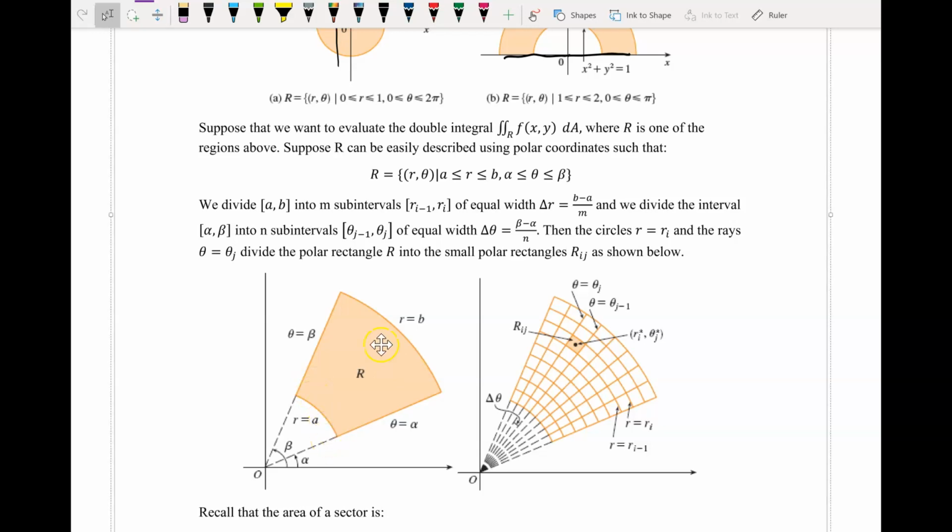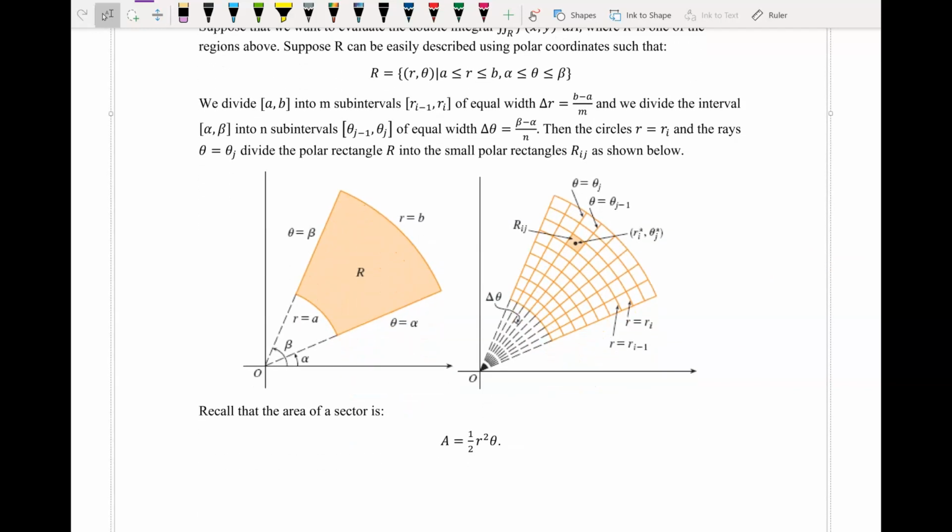All right. So what we're going to do is very similar to how we did Riemann sums. We're going to divide all of these little regions into little rectangles.